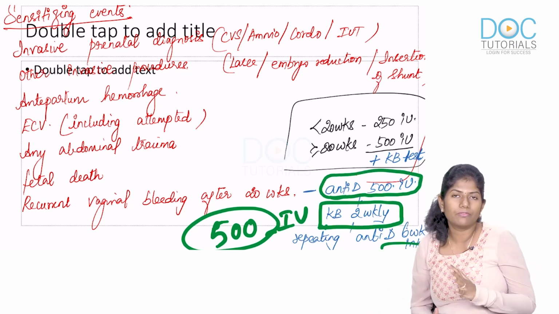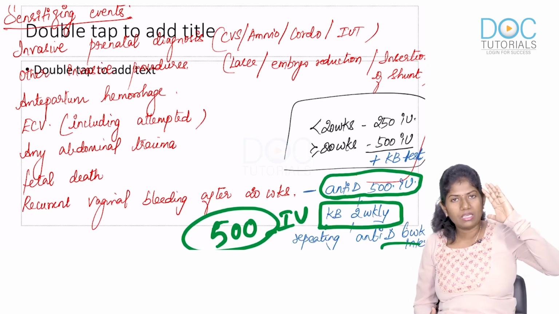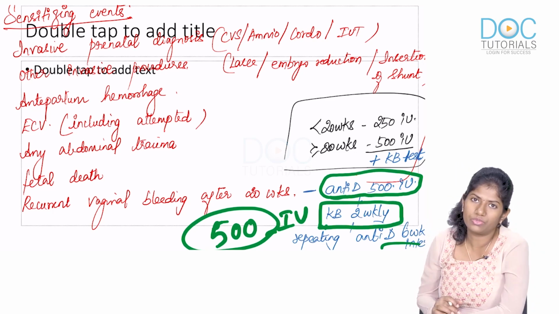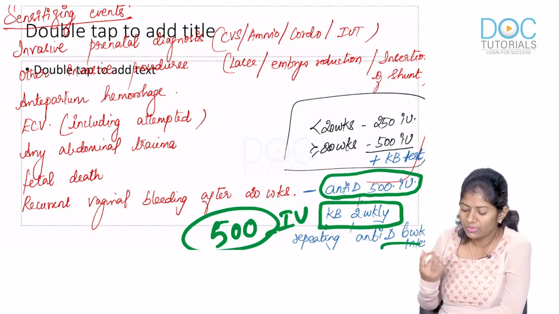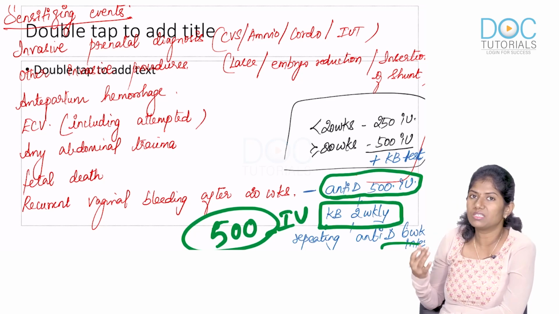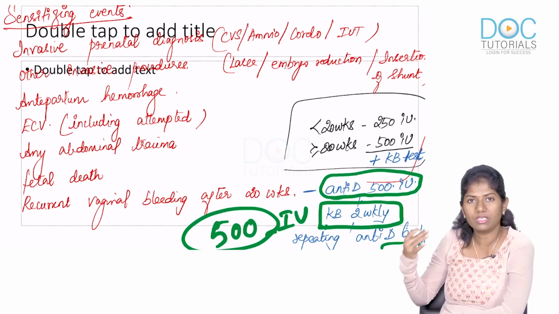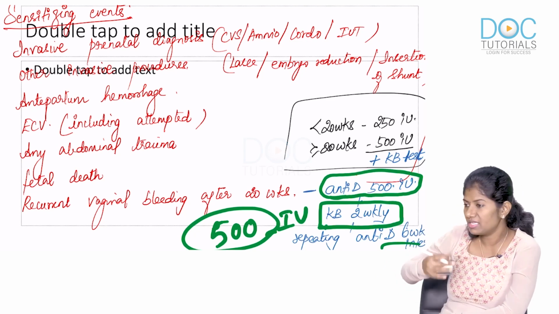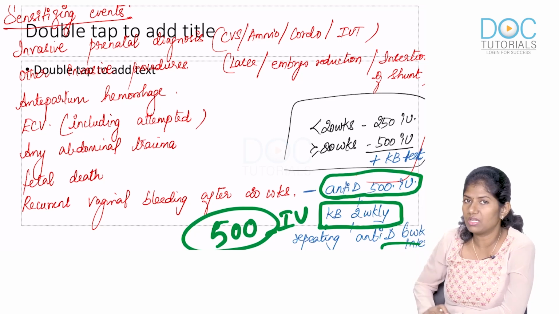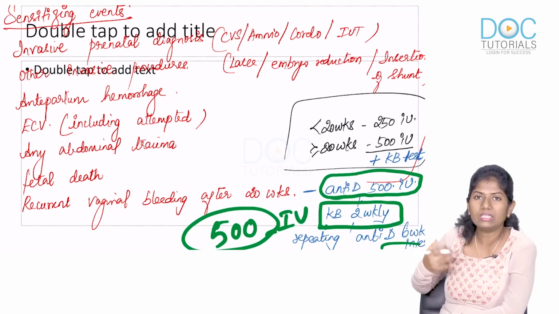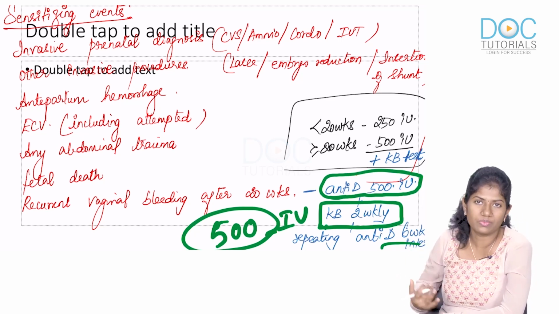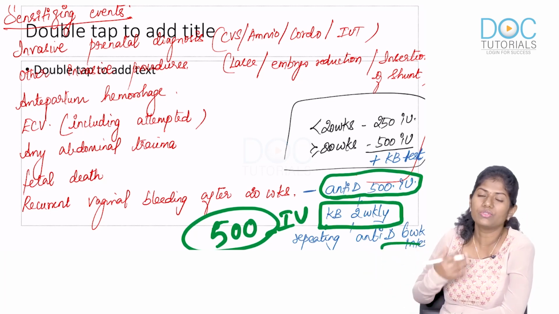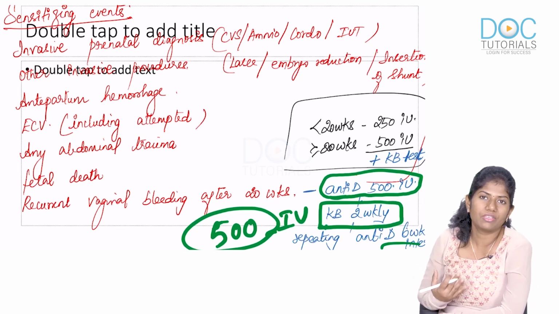Okay, I hope you're not confused, you have understood. For any sensitizing event, apart from the routine antenatal anti-D prophylaxis, you will be giving an additional dose of 250 international units if the gestational age is less than 20 weeks and 500 international units if the gestational age is more than 20 weeks. And in case there is recurrent vaginal bleeding after 20 weeks, you will be repeating this 500 international units every 6 weekly, and simultaneously you will be performing a Kleihauer-Betke test to see if the dose that you have given is adequate.